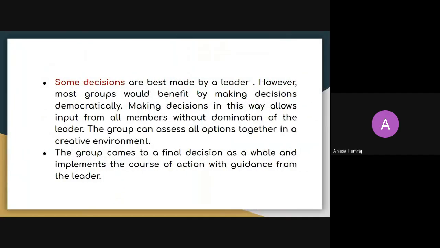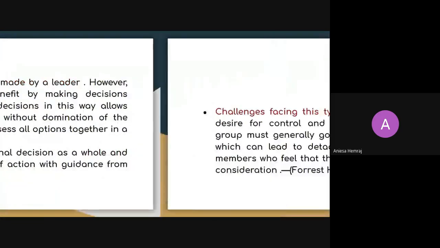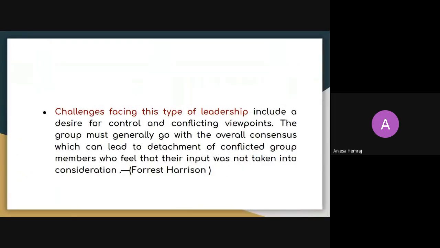Some decisions are best made by a leader. However, most groups would benefit by making decisions democratically. Making decisions in this way allows for input from all members without domination of the leader. The group can assess all options together in a creative environment. The group comes to a final decision as a whole and implements the course of action with guidance from the leader.